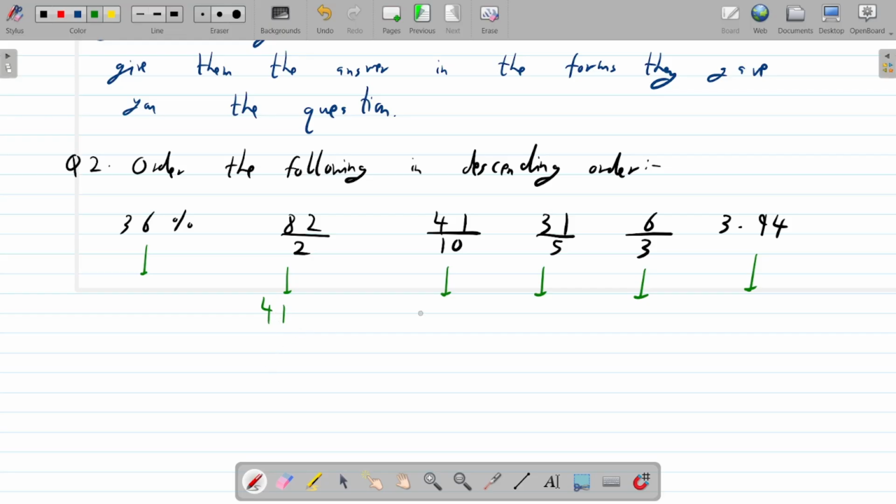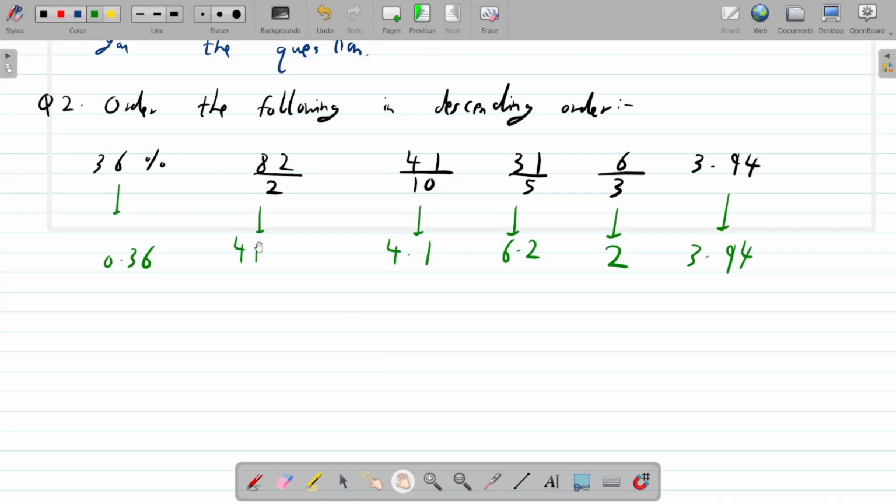And the next one would be 4.1. The next one, 6.2. And the last one is okay, it's just 3.94. And this one will still be not 3.6, sorry, 0.36. Now for the ordering, what did you write first?